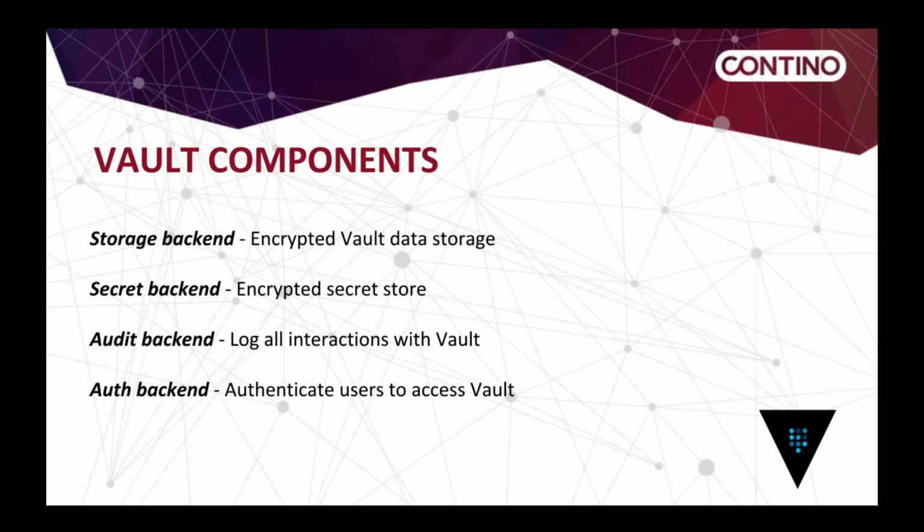And then you have the audit backend, where all of the interactions that happen with Vault will go. So it could be a file, it could be into console. But if you have the audit backend enabled, and if Vault receives an API request and it can't log to the audit backend, that means that Vault will refuse access to that secret, because it needs to have evidence of that particular interaction. And also you have the auth backend, so that is how Vault authenticates users to access Vault.